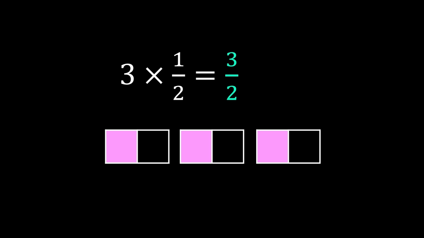3 halves is an improper fraction, and if you need to show your product as a mixed number, you can move one of your shaded parts to show that you have one whole and a half. 3 halves equals 1 1/2.